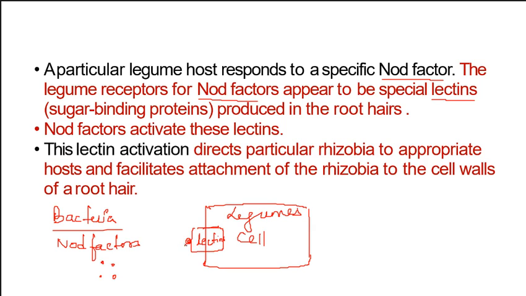Now NOD factors, when attached to the lectins, are activated. This lectin directs particular rhizobia to the appropriate host and facilitates attachment of rhizobia to the cell wall of a root hair. So the lectin will activate and direct particular rhizobia to the appropriate host. The host range can be determined by this kind of attachment.